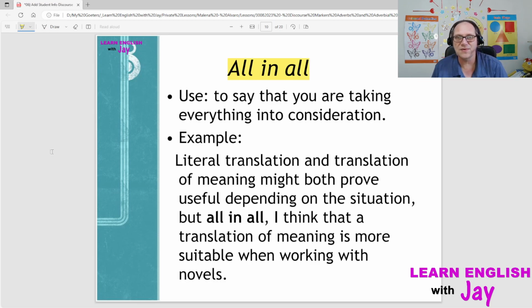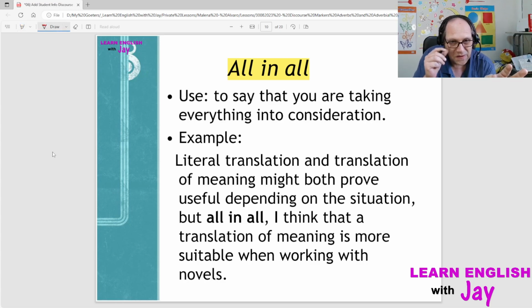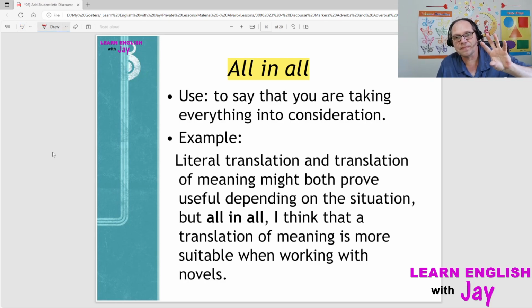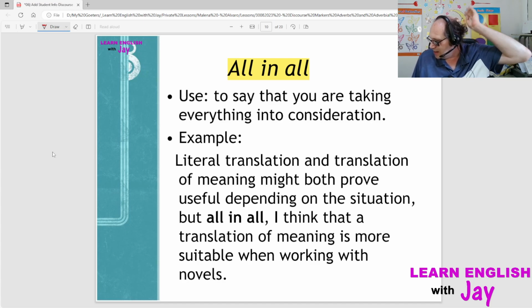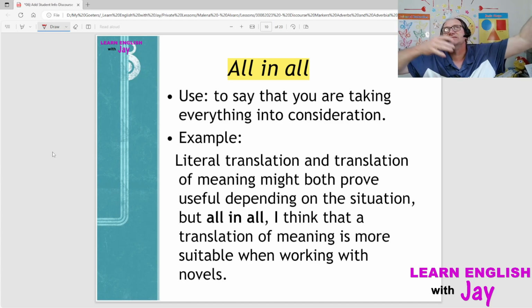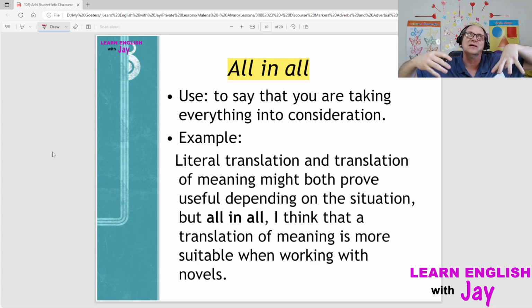Now, right, we are halfway there. All in all, we use it to say that you are taking everything into consideration. So, for example, if you are brainstorming a particular idea, and you've got all these different ideas coming in, and you need to make a decision, then you can say, all in all, I think we should do this. So in other words, we're saying that we are taking everything that was said into consideration.